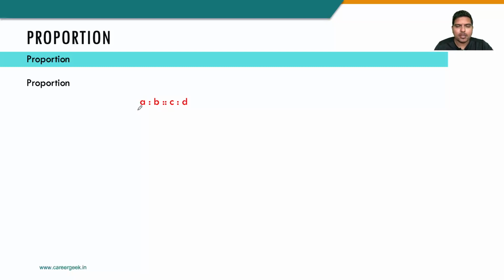Proportion means, so this is how you denote proportion with two colons. If A is to B is in proportion with C is to D, that means if two ratios are in proportion, it implies that the two ratios are equal. It's as simple as that. Proportion means two ratios are equal. If two ratios are equal, they are in proportion.